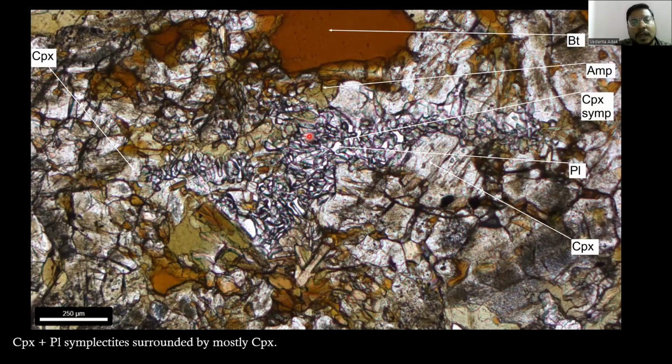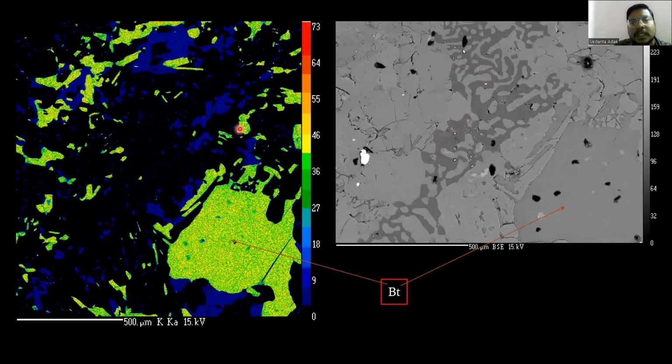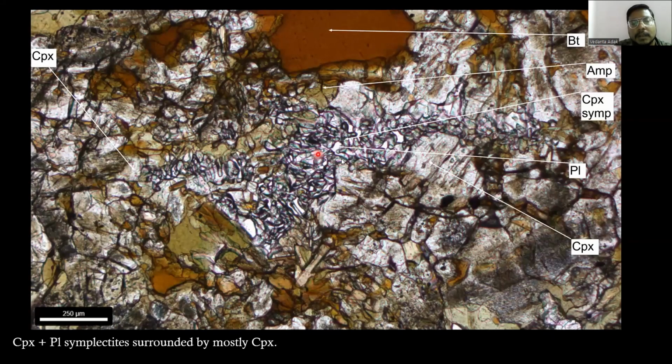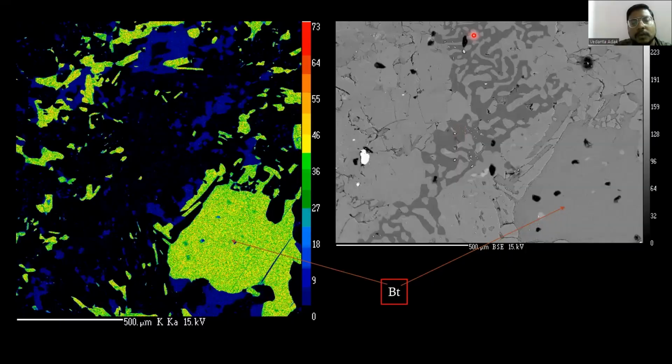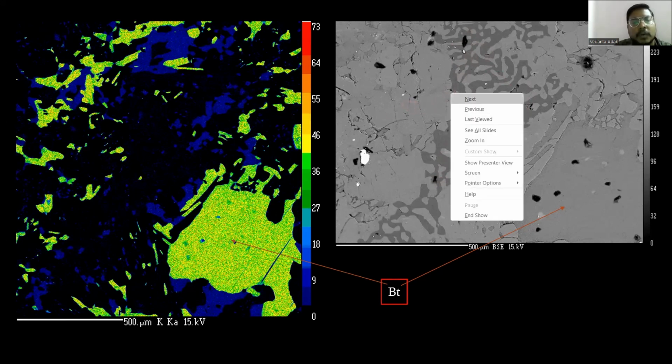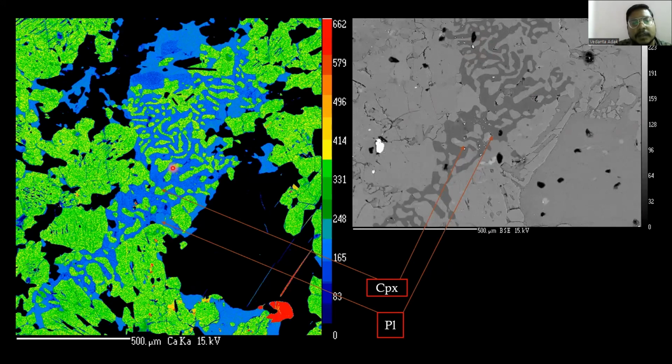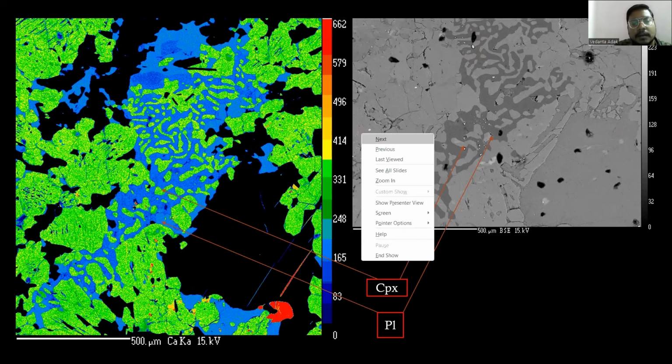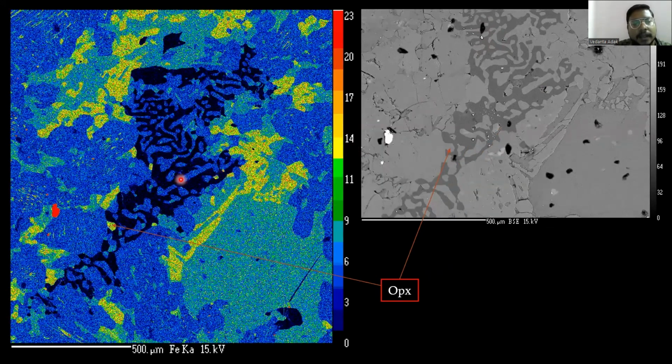But once we do X-ray mapping of this area, this is the symplectite that you are seeing in this image. So this is my symplectite that I'm looking at. If you look at it, these bright color minerals, these vermicular minerals are my CPX clinopyroxene, hosted within plagioclase. Now, if we look at the Mg-Fe diagrams, we can see that there is some OPX here.